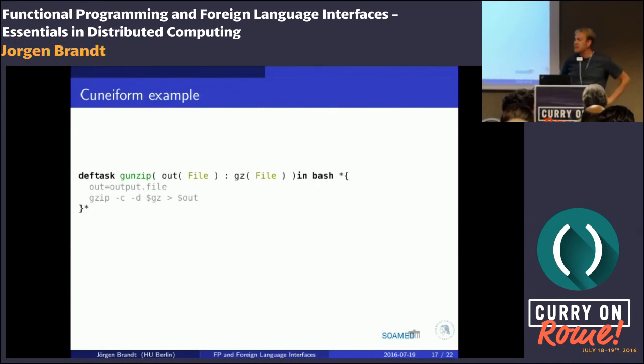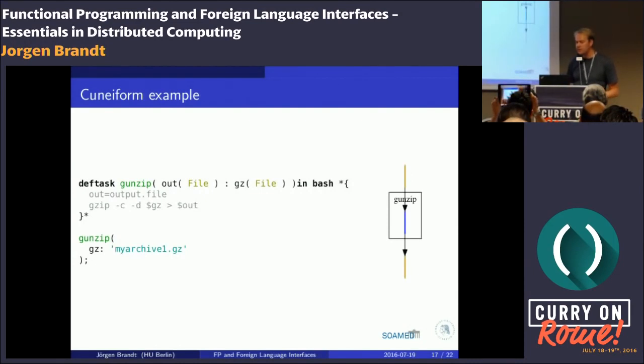So this is a task that unzips a file. The name of the task is gunzip. Don't get confused by the def task thing. It's just a definition of a function. And in scientific workflows, we're talking about tasks. It has one output, and it consumes one input, both are files. And now I say, okay, I want to write this function in bash. And then I step out and put in some bash code, and then I'm done. And then I can just call this thing like a function.